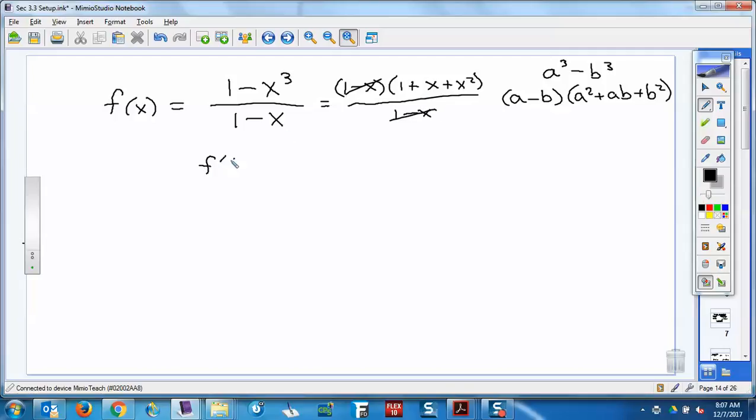Well, then what's f prime got to be? One plus 2x, right? Derivative of 1 would be 0, derivative of that is 1, derivative of that is 2x, okay? So it works really nice if you can simplify it first.